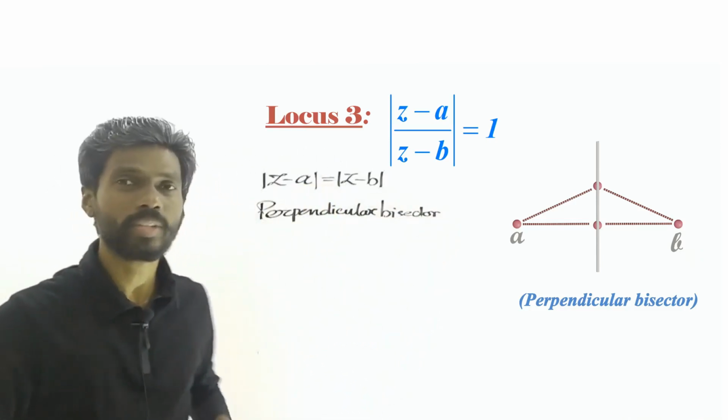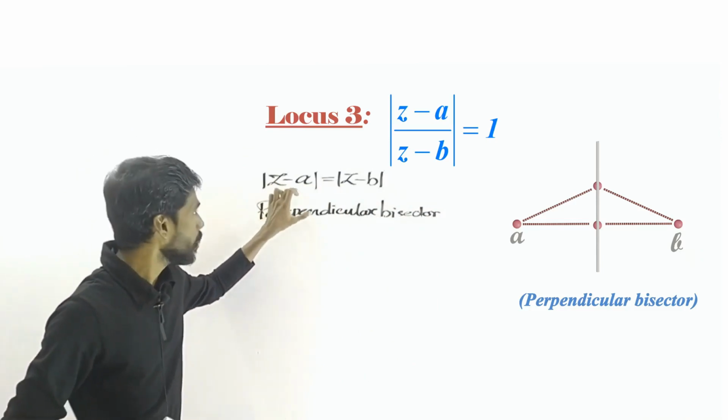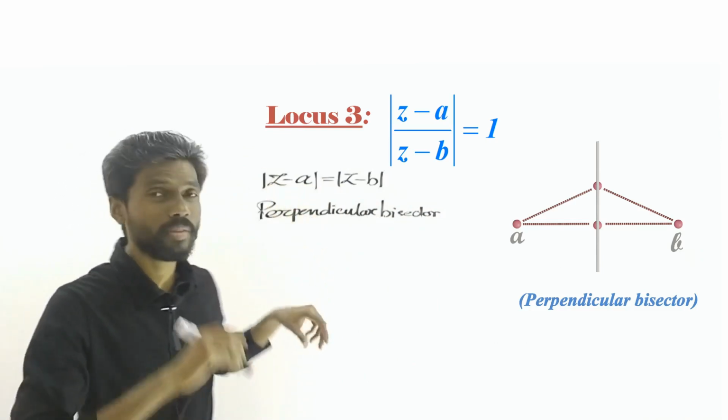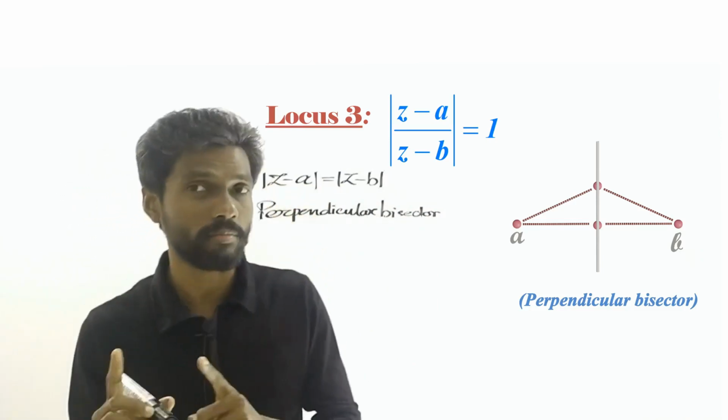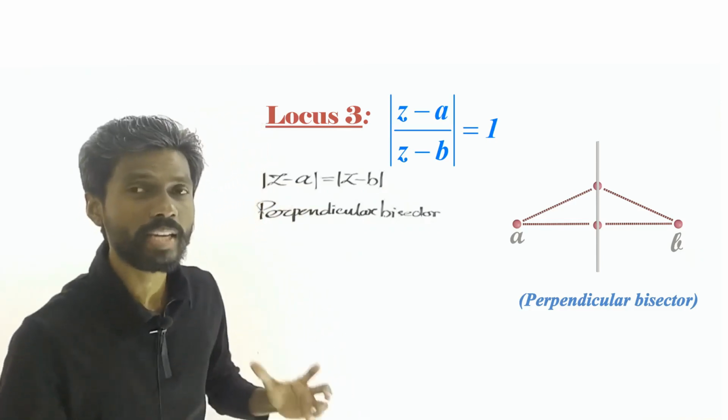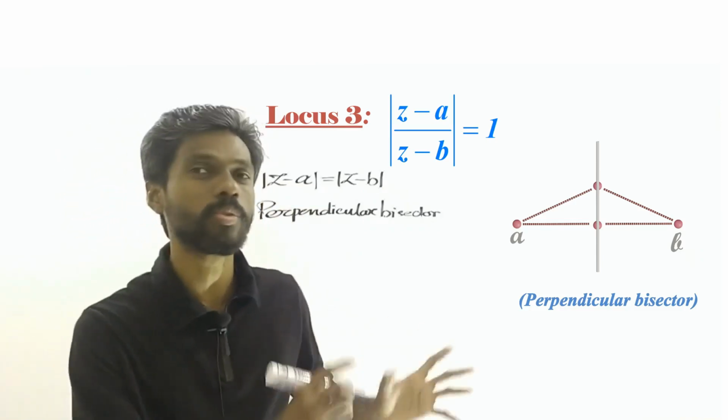So a and b. That's all, simple. It is a straight line. Just remember this: modulus of z minus a by z minus b equal to 1. Then the locus of z is the perpendicular bisector of these 2 points a and b.